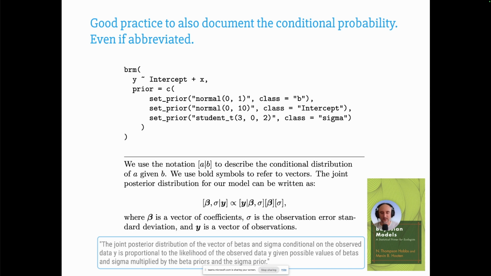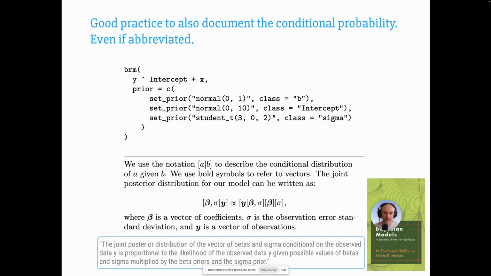But I promise you that when you get into more complicated models with more parameters, and especially with hierarchical parameters, it's very helpful as a reader to be able to work your way through it and figure out what depends on what. So for the same linear regression here, I might write it out like this based on this syntax. I might say we use the notation square bracket A given B to describe the conditional distribution of A given B, using bold symbols to refer to vectors, which is common, or bold to refer to matrices.